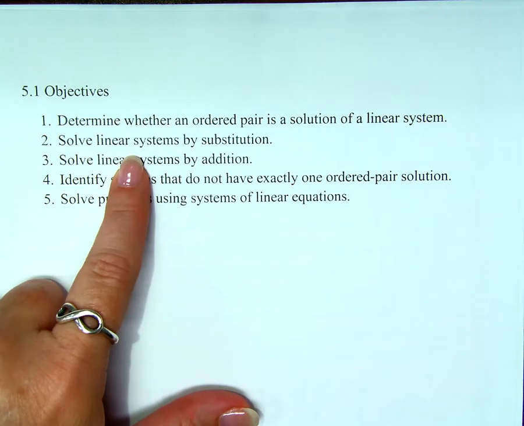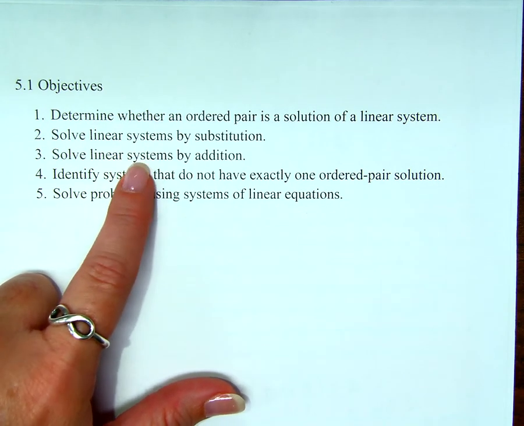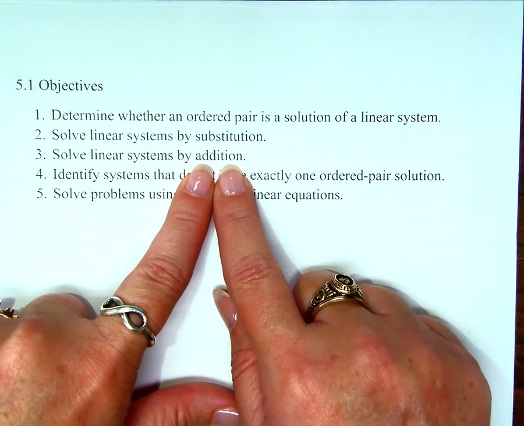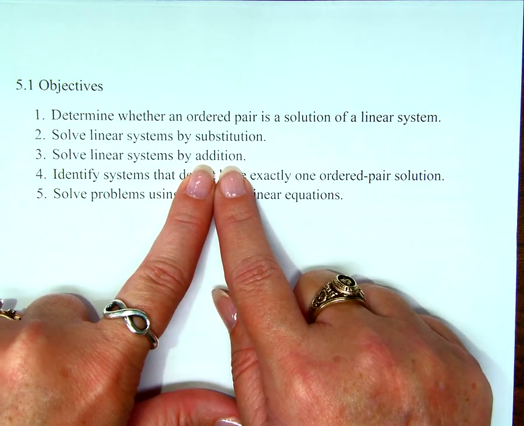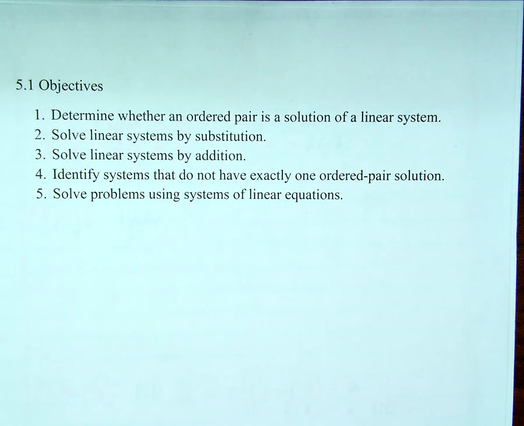Solve linear systems by substitution. I'll do an example or two for you of that. Solve linear systems by addition. They call it addition. We called it elimination. So this is definitely something you already know how to do, but again, I will show you some examples. Identify systems that do not have exactly one ordered pair solution. We'll talk about that a little bit. And then solve problems using systems of equations, which means word problems, right?